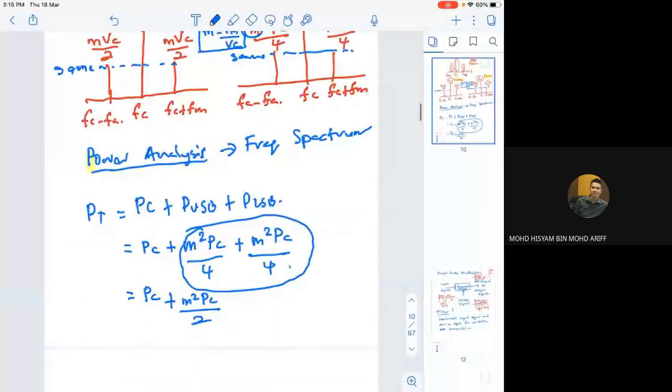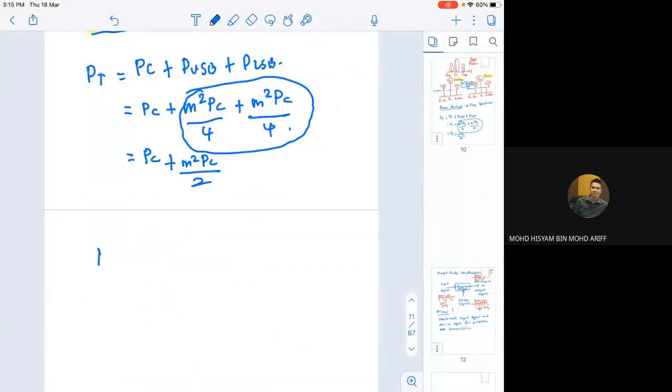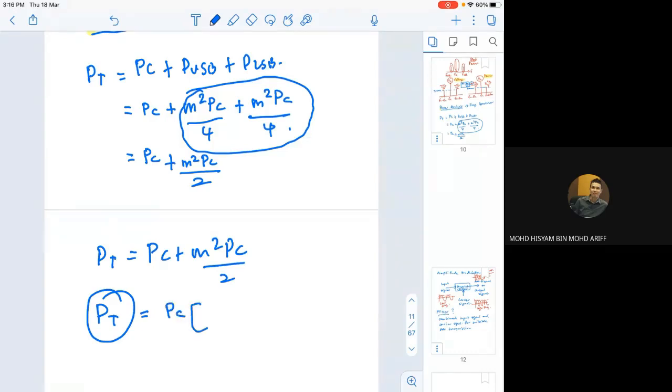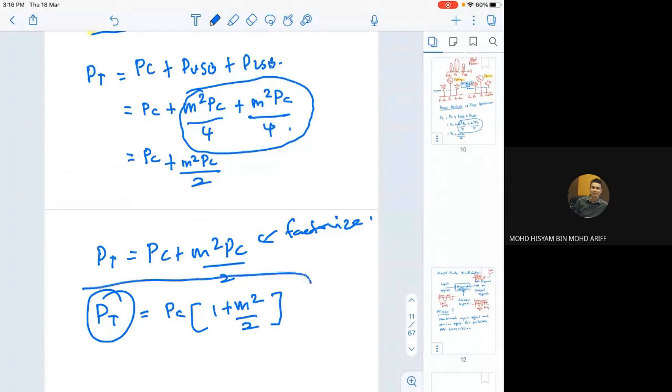Okay, now. PT equals PC plus M squared PC over 2. This one can be factorized. PT, the total power transmitted for AM, equals what? If you factorize in terms of PC, you take out PC: PC times 1 plus M squared over 2. Right or not? Factorize. So this is new, you will know.